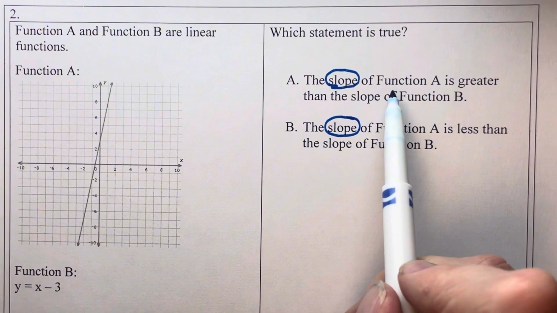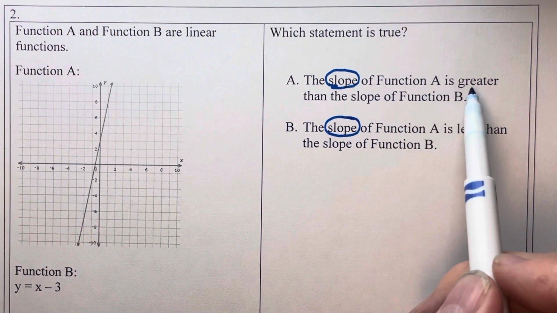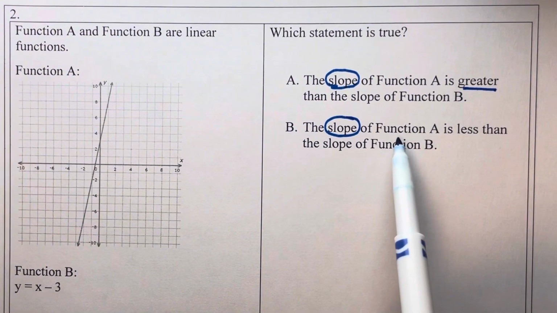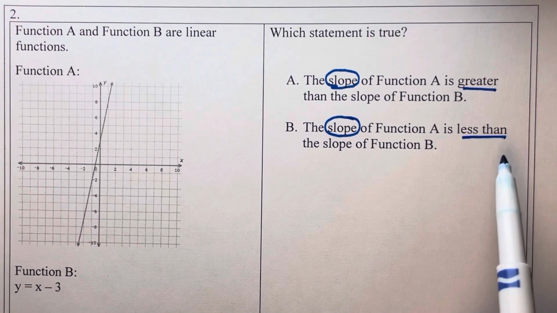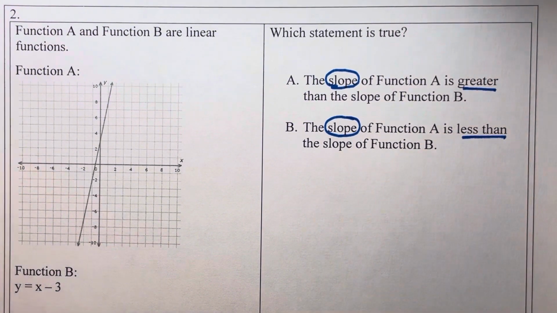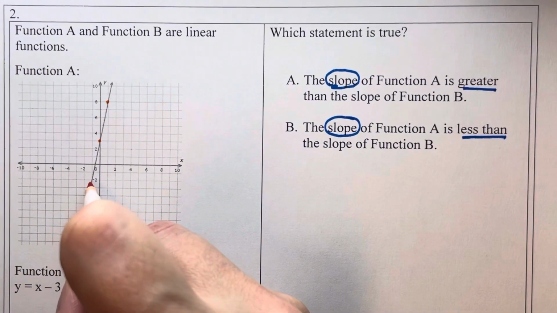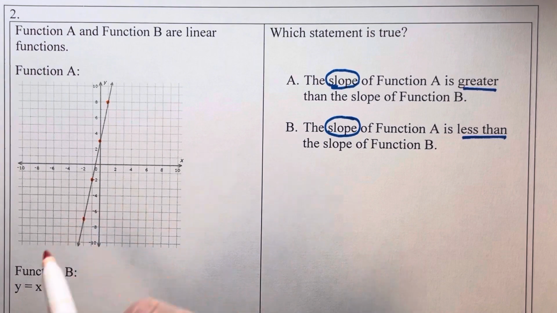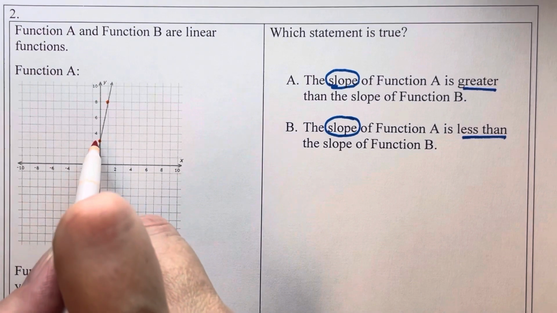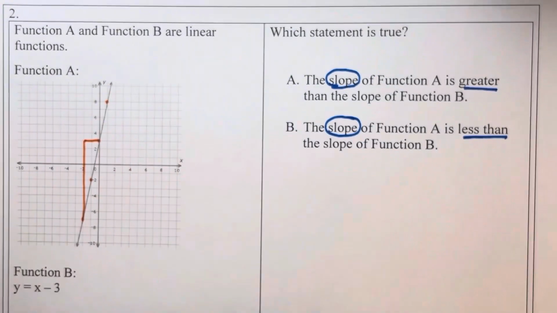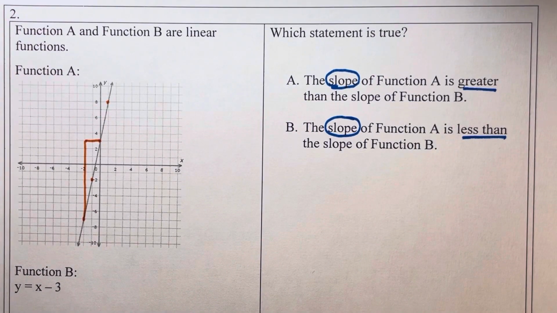And we are told in option A that function A has a greater slope than function B, while in option B, we are told that function A has a slope that is less than the slope of function B. Let's go find out what's true. We learned in previous lessons that if you want to find the slope, go find two clean coordinate points on your graph, any two, and then you connect them using a right triangle. So I am going to choose these 2 points right here. You could have chosen any two coordinate points, nice and clean.